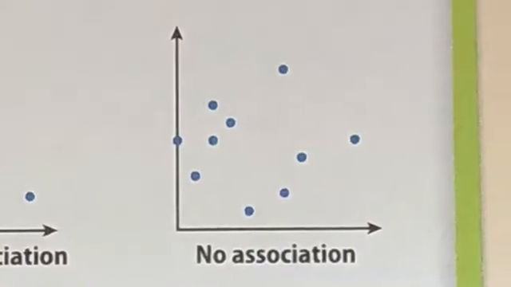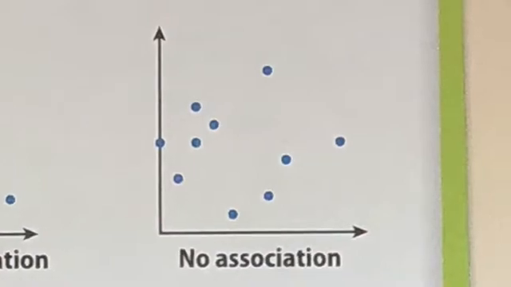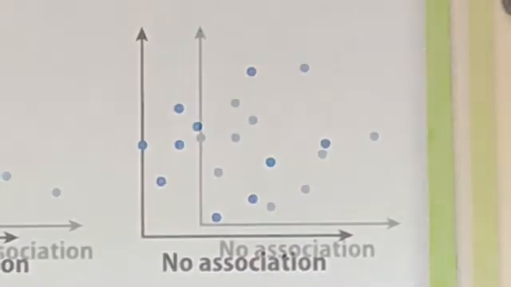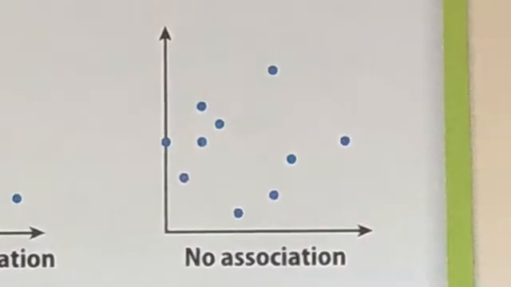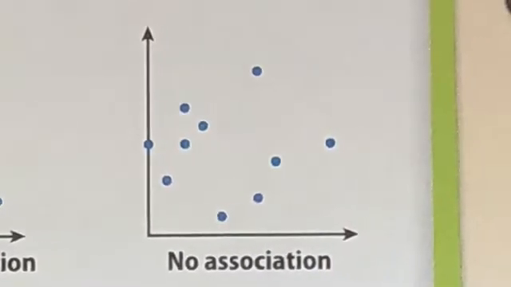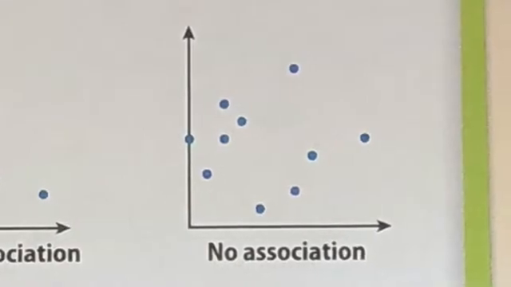You can also have data sets that have no association. So there's no pattern that we can pick up from that. For example, maybe the number of pets a person has and their shoe size, right? You can have lots of combinations and maybe not a pattern.